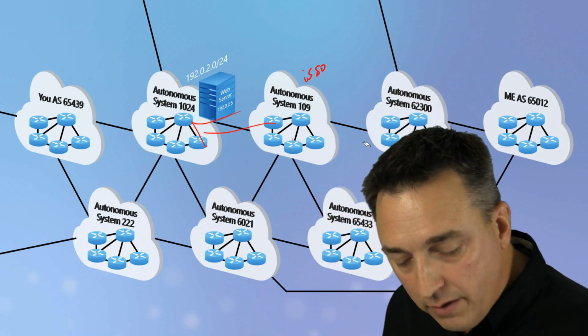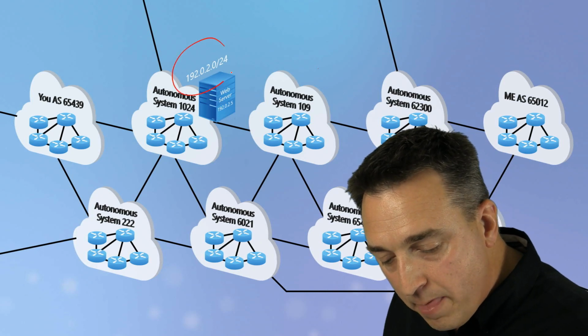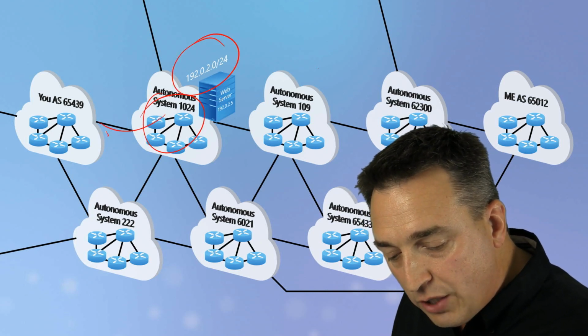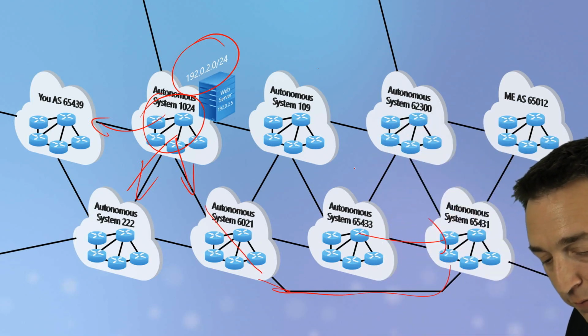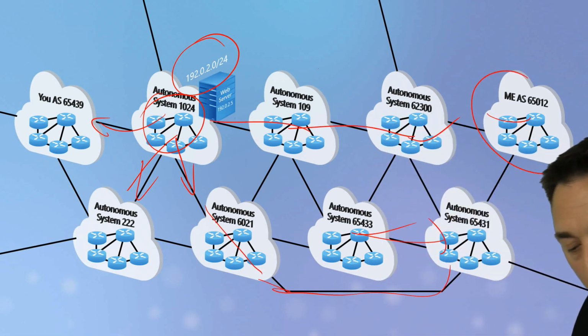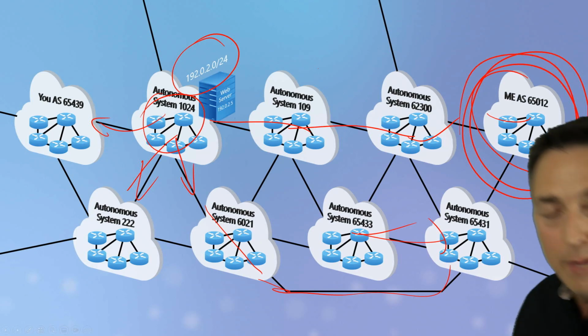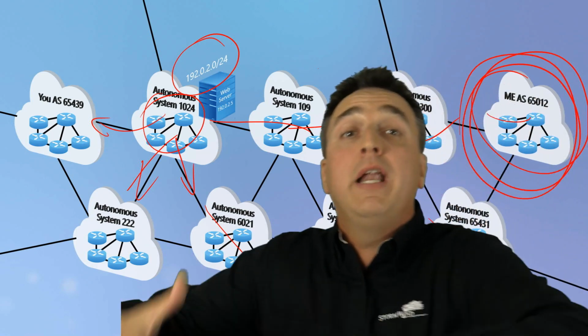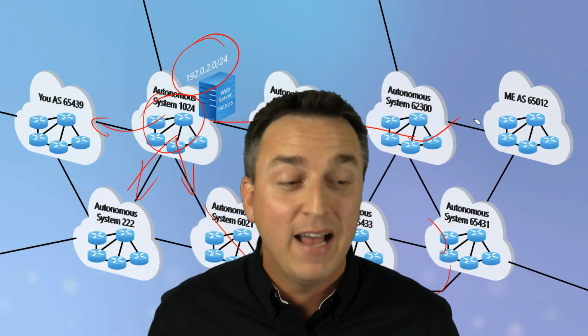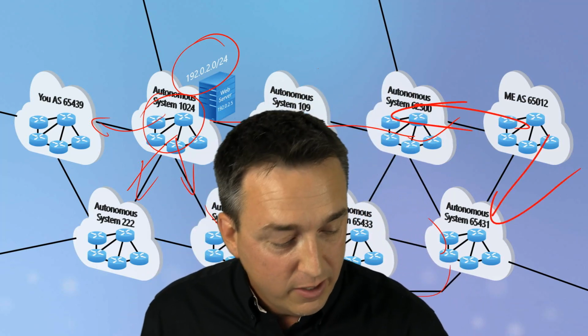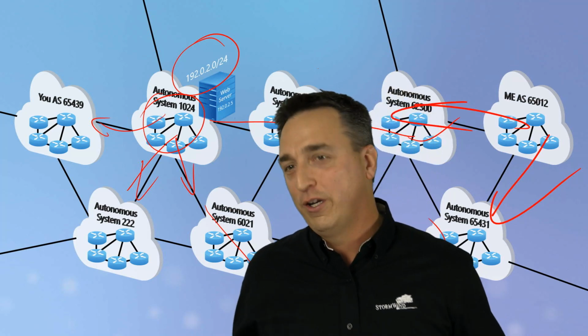So for example, if we go over here, this autonomous system advertises that out. Eventually, that information is going to make its way over to me. And it's up to my routers that are running BGP to ultimately figure out, using the BGP best path selection process and all those attributes, which way are we going to go.